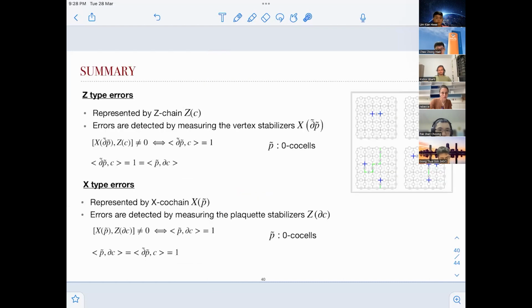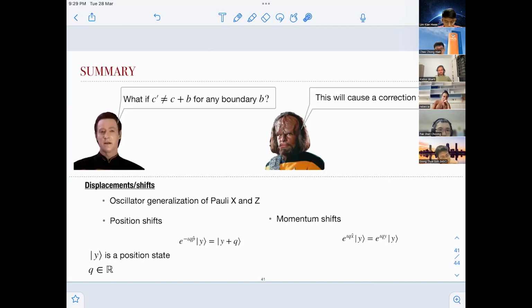And then we discussed the notion of Z-type errors. They are detected by measuring the vertex stabilizers. X-type errors are detected by measuring the plaquette stabilizers. And that also one can discuss in the topological language. And then there was a concern that if C prime is C plus B, where B is some boundary, then it will cause a correction failure. And we will discuss decoders, this problem, in detail without using much topology.